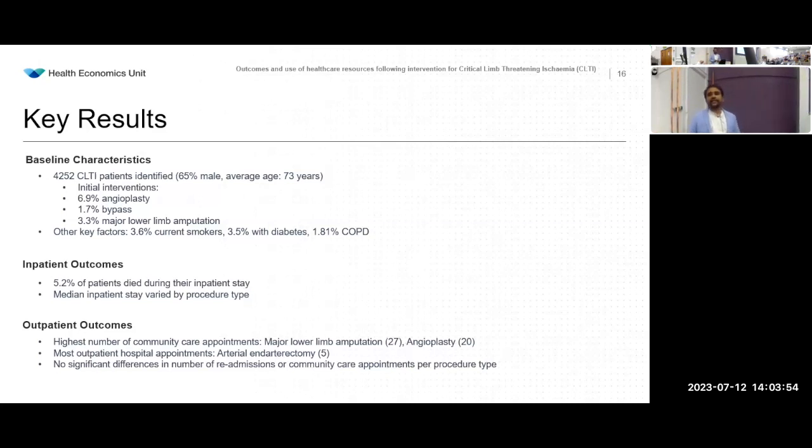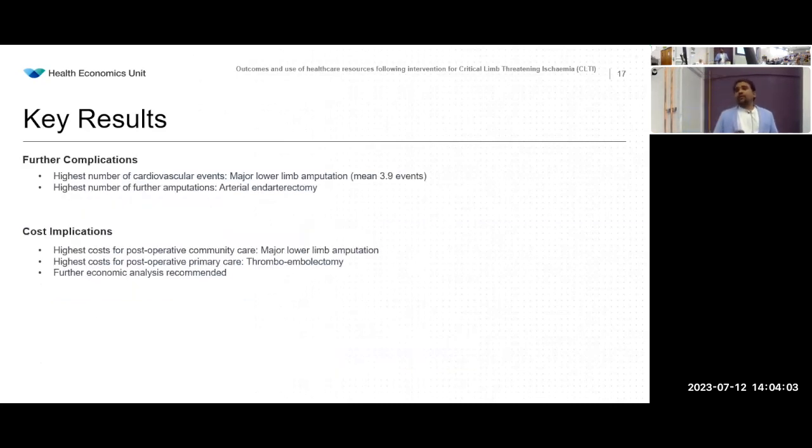We found that there's no significant difference in the number of readmissions or community care appointments across the different procedure types. Looking further into complications, there was the highest number of cardiovascular events for major limb amputations, and the highest number of further amputations for arterial endarterectomy. We also carried out analysis around healthcare cost, and found that the highest cost for post-operative community care was related to major lower amputation. The highest cost for post-operative primary care was related to thromboembolectomy.